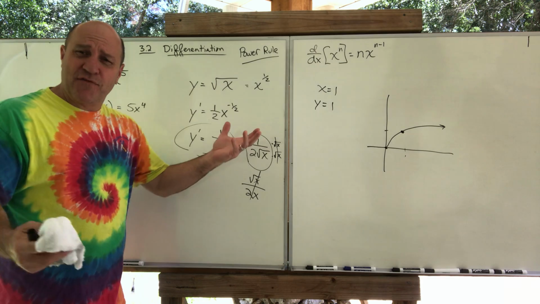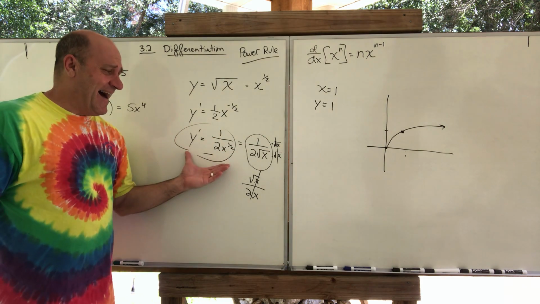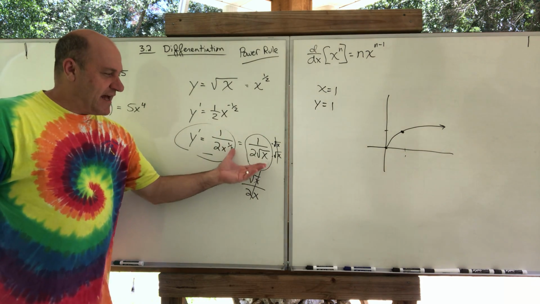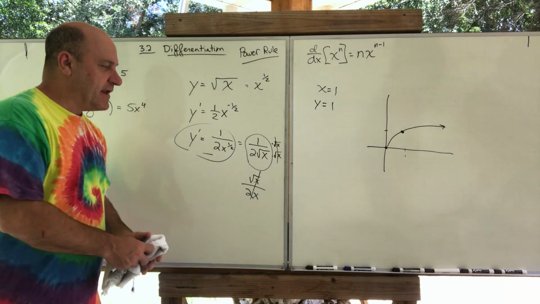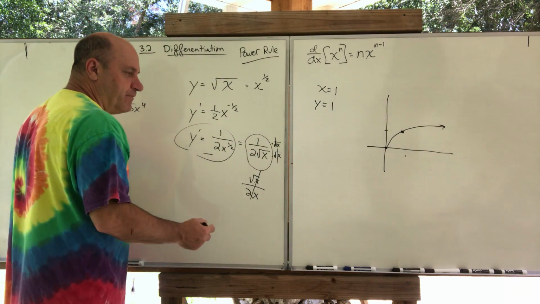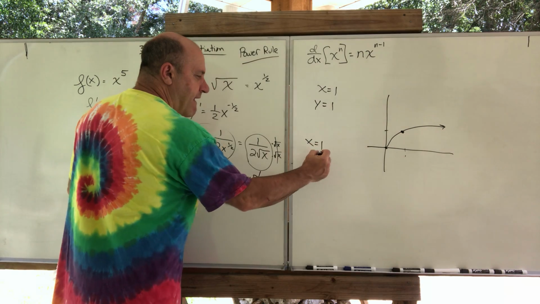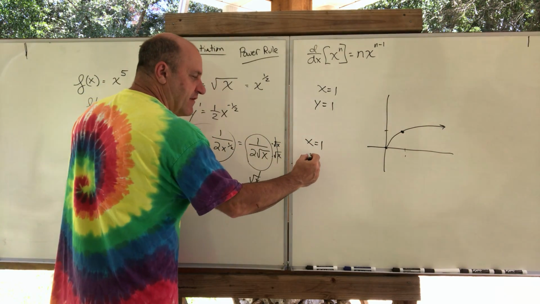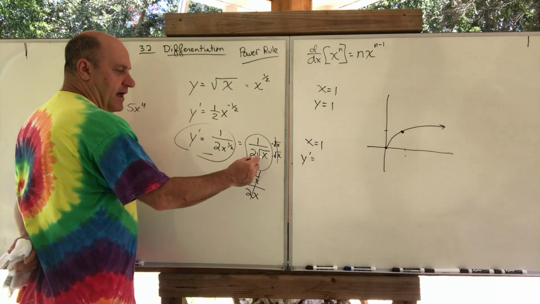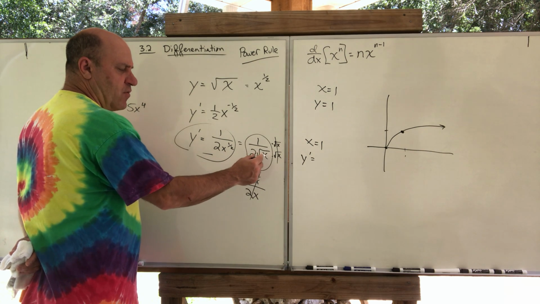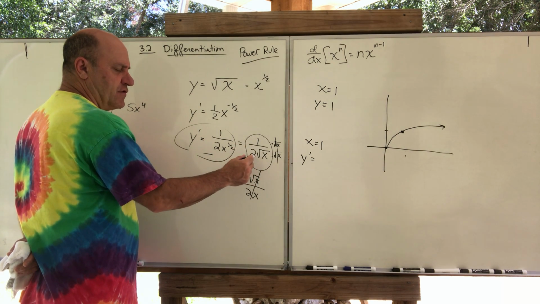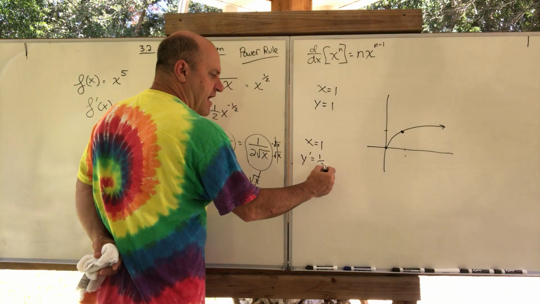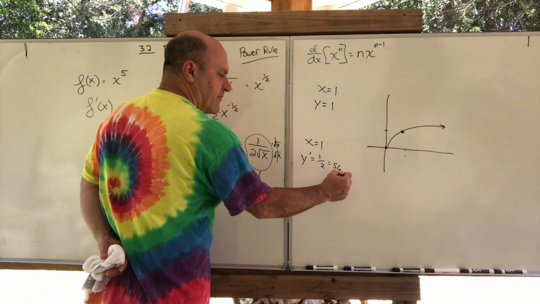And do I have a formula for the slope of the tangent line? Aha! That's what the derivative is. That's a formula for the slope of the tangent line. So when x is 1, I can plug a 1 in there, and the derivative is, I plug a 1 in there, the square root of 1 is 1, that's a 1/2, 2 in the denominator, that's a 1/2, and that would be my slope.